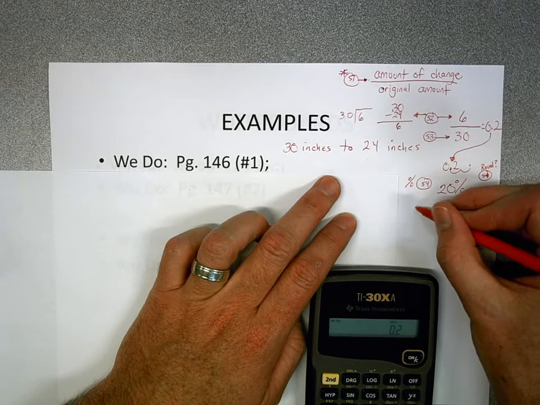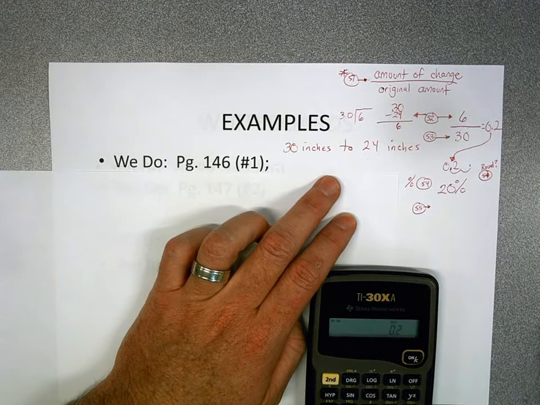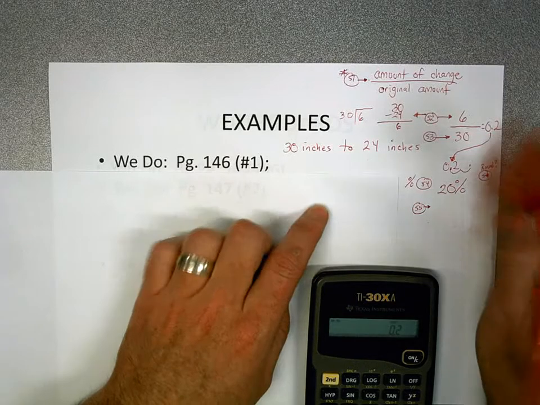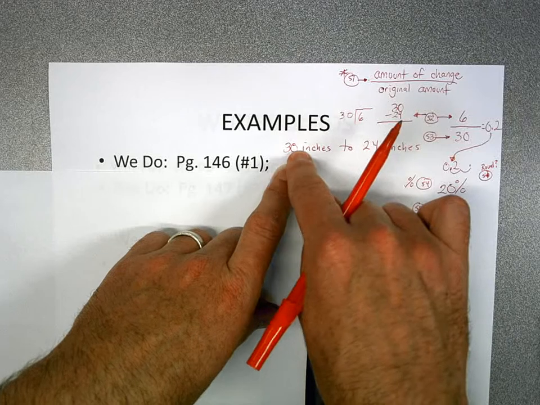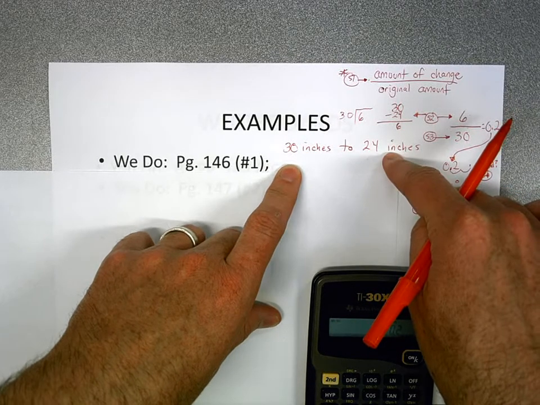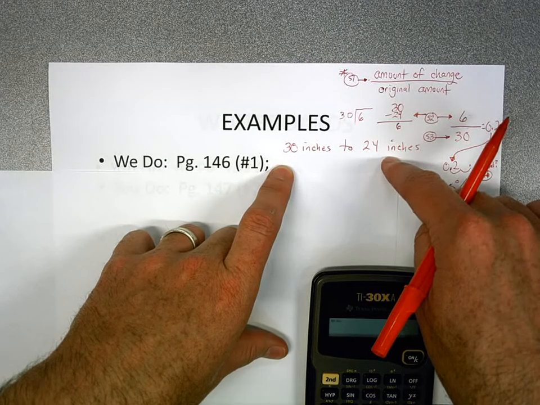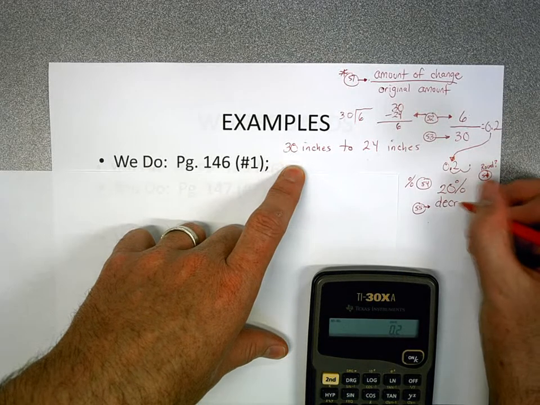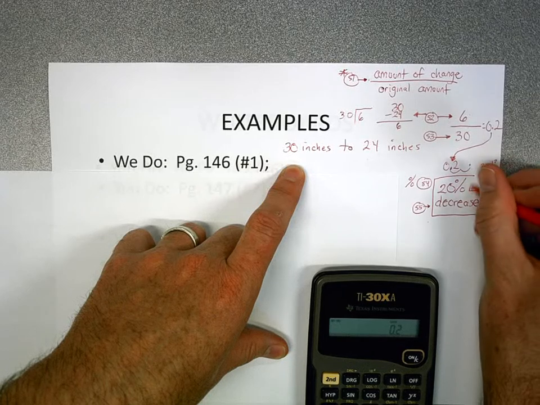Now comes step 5, and this is the other little thing you don't want to forget. The directions state whether it's an increase or decrease. Here's how you do it. You go back up to your original problem. It's going from 30, that's the original, to 24, that's the new one. 30 to 24. So guys, is it getting larger or smaller? Smaller. So is that an increase or decrease? Decrease. So our final answer is a 20% decrease.